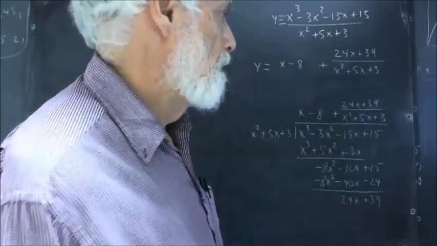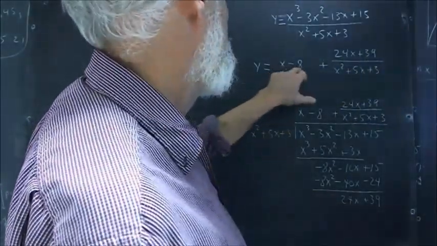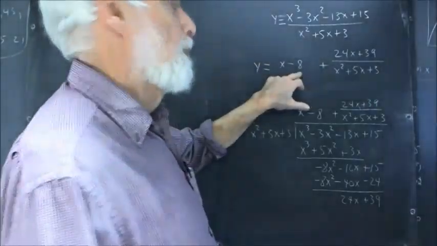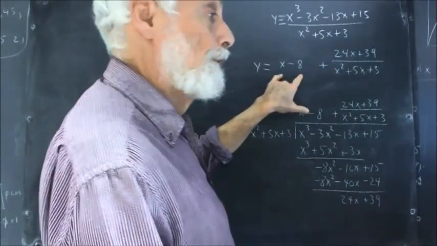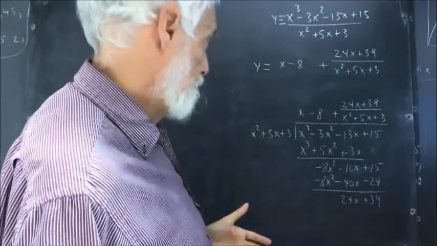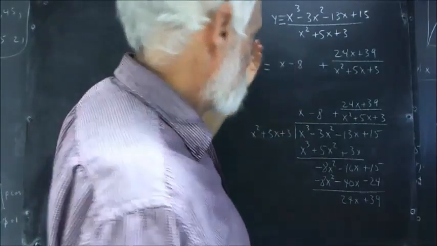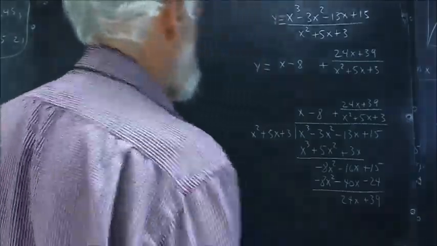For very large values of x, that's not going to make a hill of beans of difference. x minus 8 is just pretty much the same as x. If x is 1,000, then this is 992 instead of 1,000. That's not going to be a big difference. If x is negative 1,000, well, same idea.